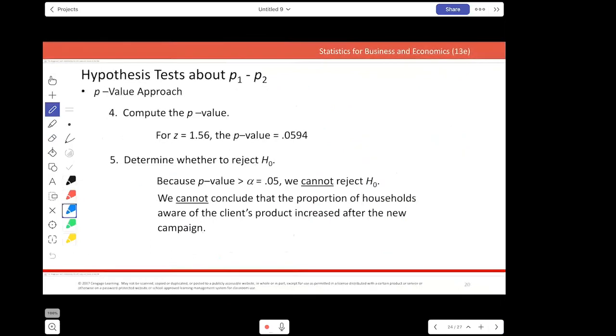So let's compute the p-value. The p-value, by definition, is the probability of Z being greater than or equal to 1.56. When we compute that, it turns out that it is 0.0594. So again, how do we find that? We look up the 1.56 in the Z table, and then we should be able to get this area right here. I could certainly show you that if you would like, so I'm going to just stop sharing this for a brief moment, and then I'm going to share something new.